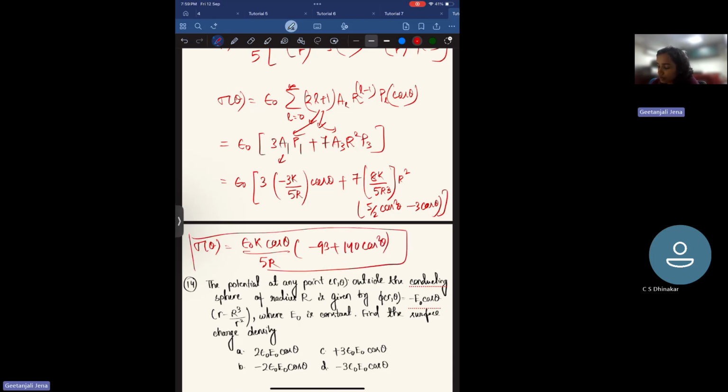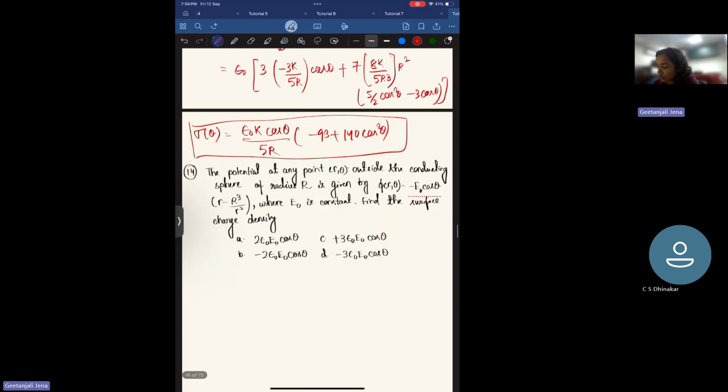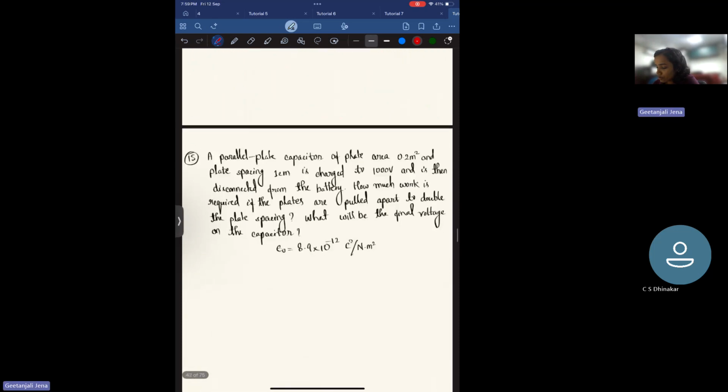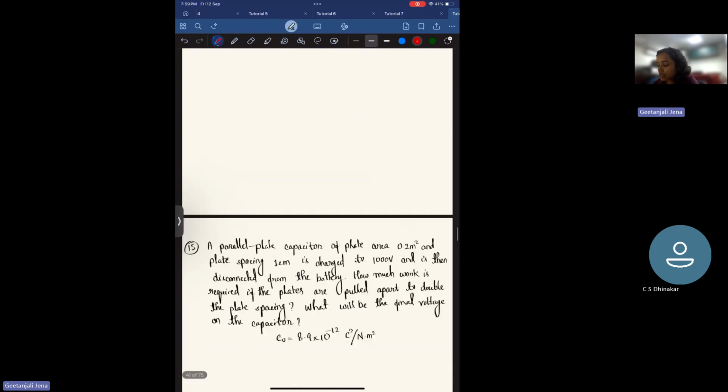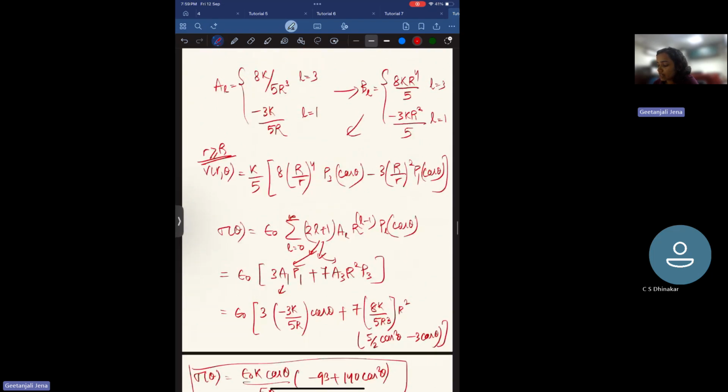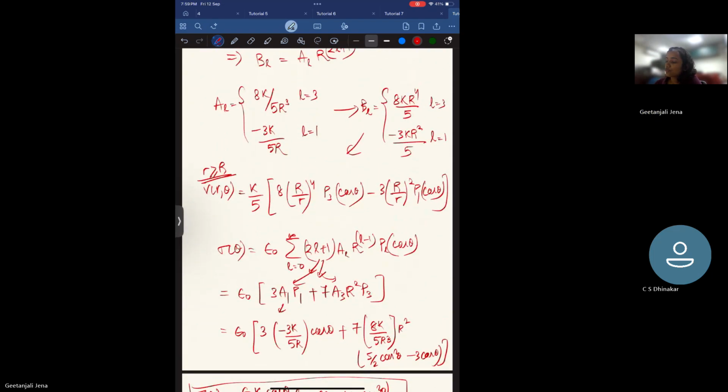So this is one of the problems based on spherical coordinates. We do have a few more problems to solve, but let us see those problems in our next live session. For now, let me know whether you have any doubts in any of these problems. Otherwise, we'll stop for now.